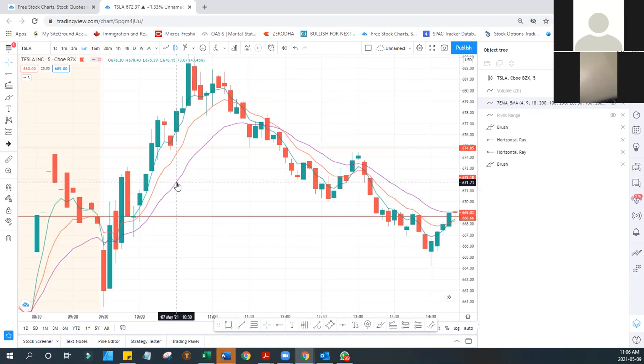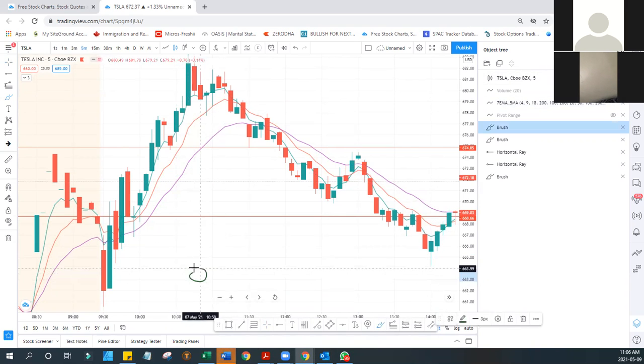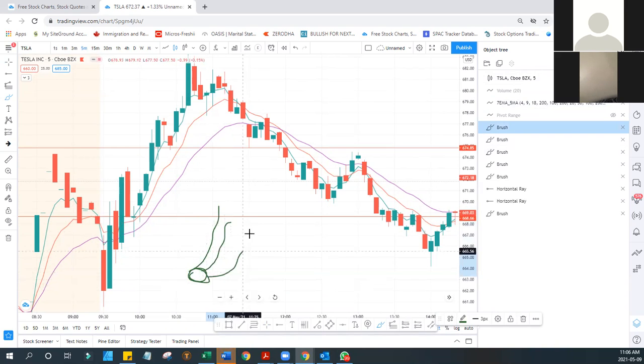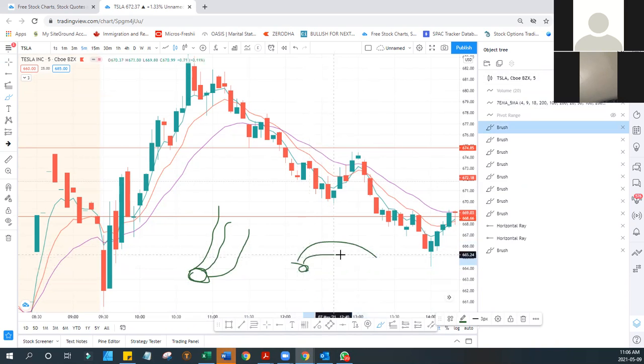Remember the first rule: it has to have the crossover. 4 should be closer to the price, 9 should be in the middle, and 18 at the bottom if you want to go long. If you want to go short, 18 should be on the top, 9 should be in the middle, and 4 should be at the bottom. Does everybody understand the rules?